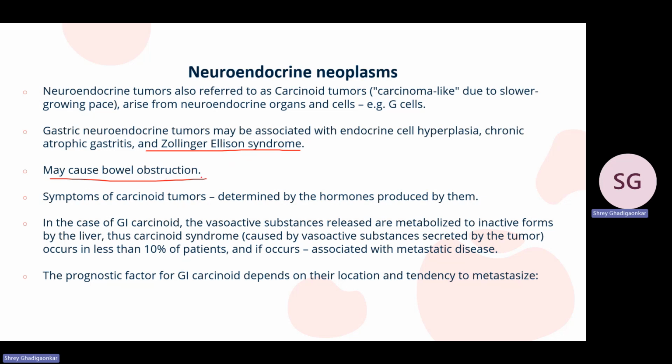Symptoms of carcinoid tumors are determined by the hormones produced by them. In cases of GI carcinoid, the vasoactive substance, in most cases, is usually serotonin. These are usually metabolized to inactive forms by the liver. However, if the tumor itself metastasizes to the liver, you can have systemic symptoms. So these may involve flushing or headache or bronchospasms or even diarrhea. And the prognostic factor of the carcinoid tumor depends on the location and tendency to metastasize. So you can have them, for instance, in the foregut, the midgut or the hindgut.